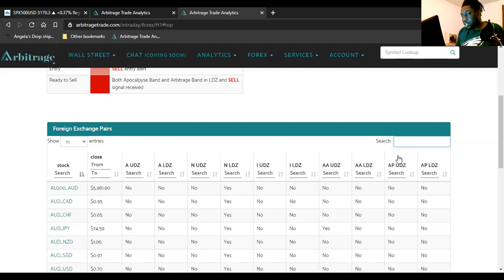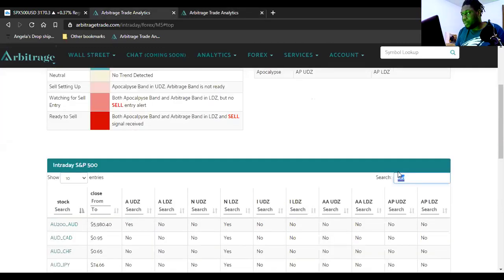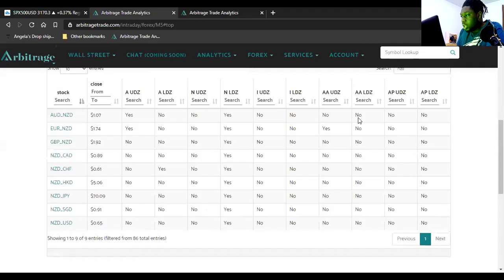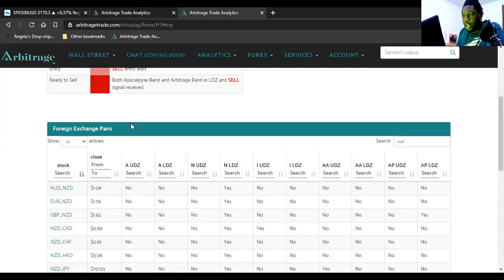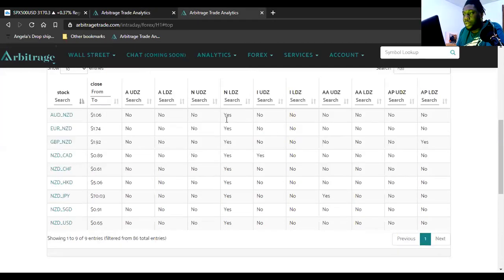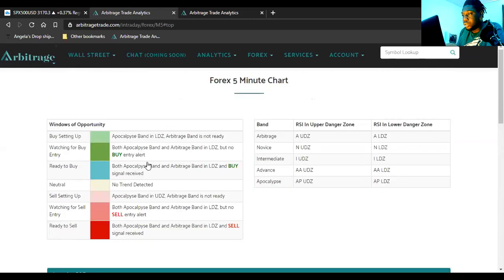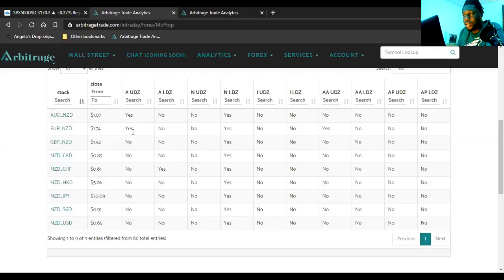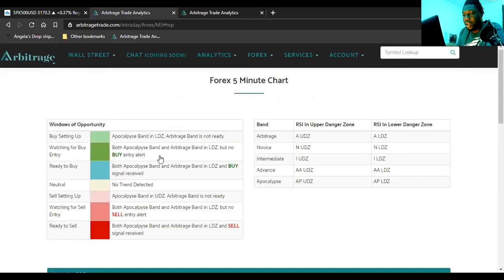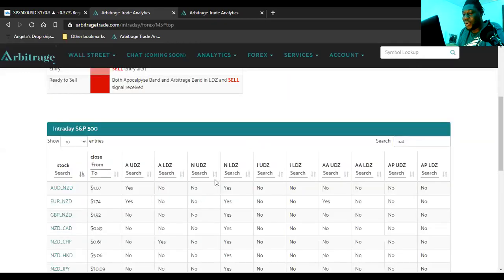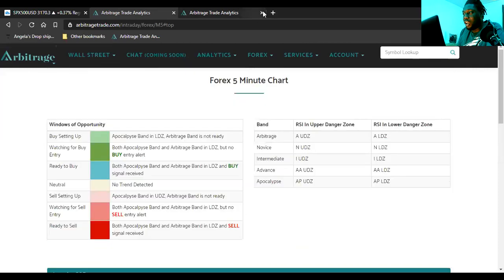And last but not least, let's go to NZD pairs. So we have, for the 5 minute chart, no, no, no, no, no. And then for the 1 hour chart, no, no, no, no, no. All right, so already done with that. Already have our biases for what we have. Well, actually, 5 minute chart, AUDNZD and EURNZD. Oh, but this is the 5 minute arbitrage band, so never mind. I was looking at the wrong one. But yeah, we already have some trades that we'll look at.